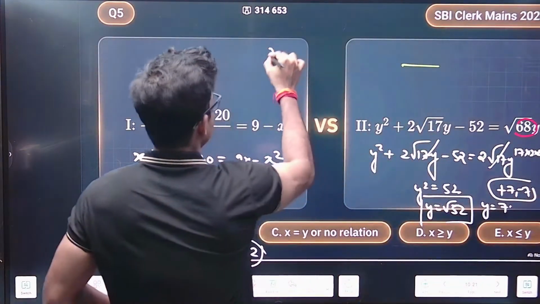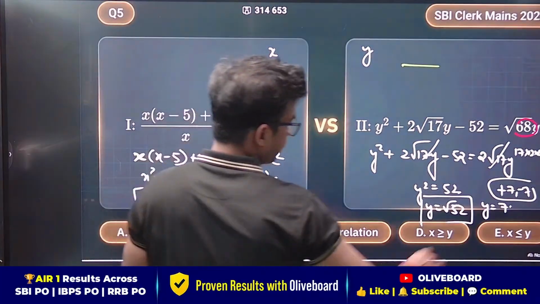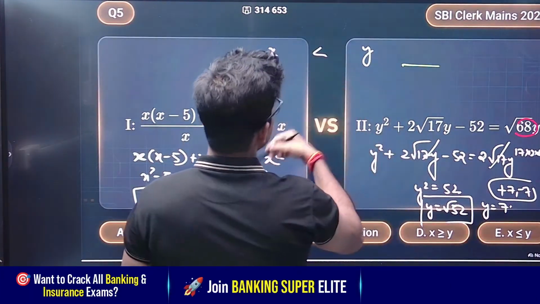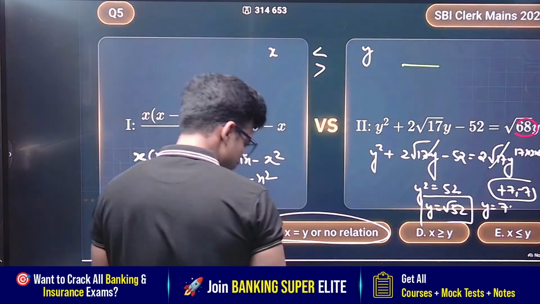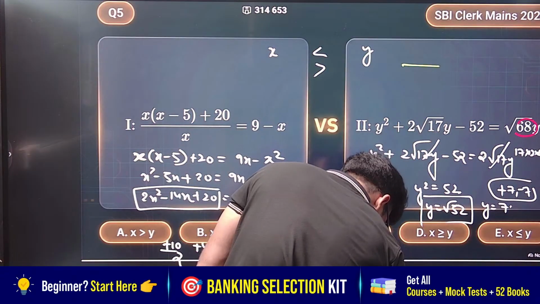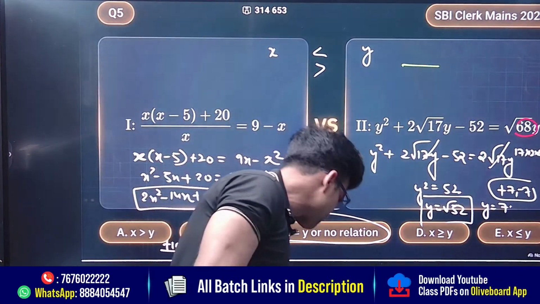So let's compare x and y. First, 5, y is greater. 5 minus x is greater. The answer is option number C, the relation cannot be established.